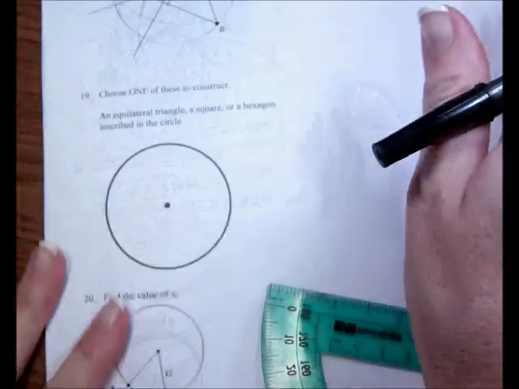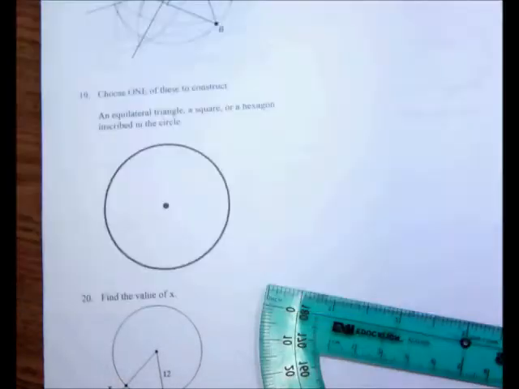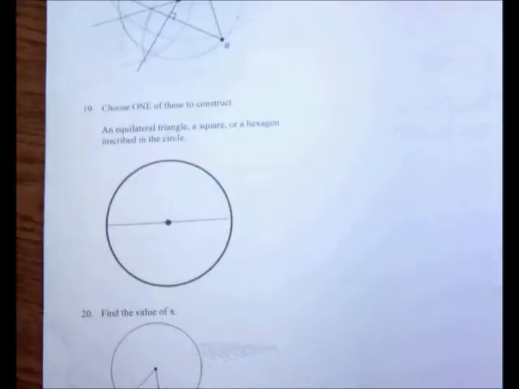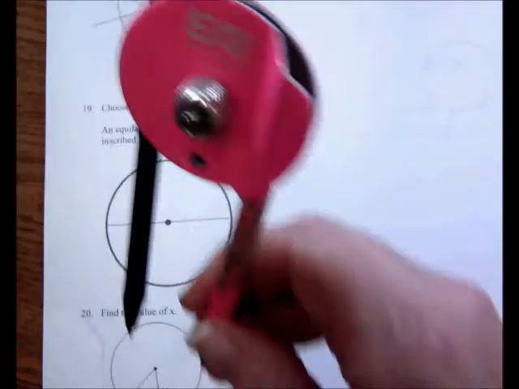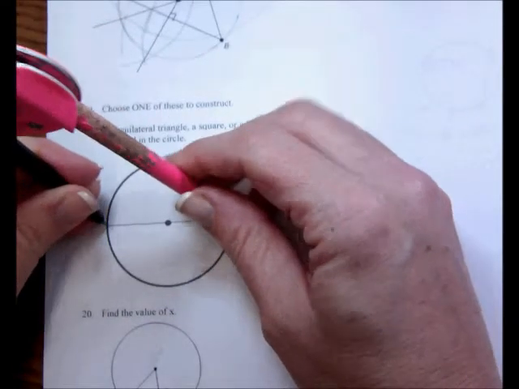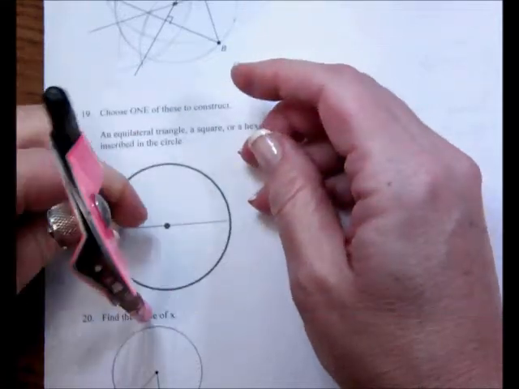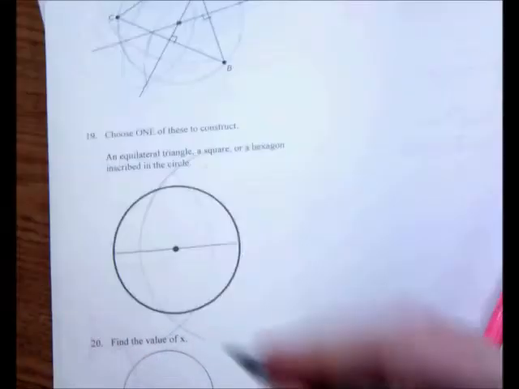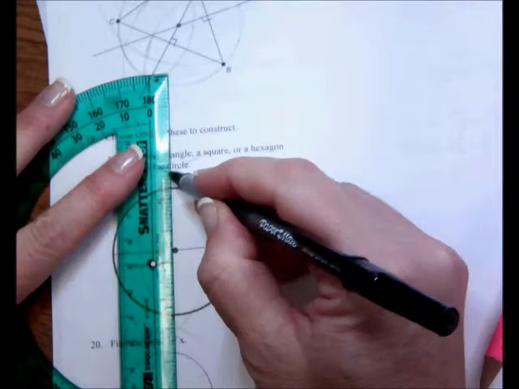The next one says you can choose either an equilateral triangle, a square, or a hexagon. With all 3 of them, I need either a radius or a diameter, so I'm going to draw that. Next, I'm going to draw the square. I need the perpendicular bisector with my endpoints where the diameter meets the circle. And that gives me 2 points.